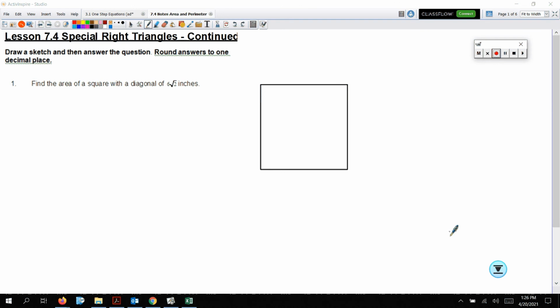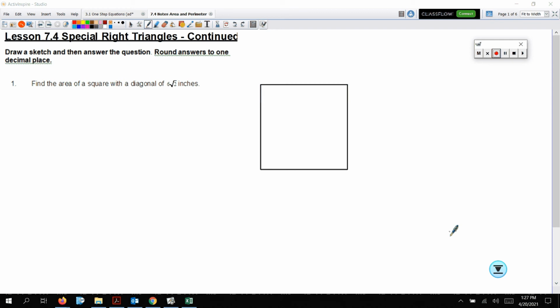So now that we know a little bit about special right triangles, remember there's 45-45-90 triangles where the legs are the same and the hypotenuse is root 2 times bigger. We also have 30-60-90 right triangles where you have to know what the short leg is, okay? And once you know what the short leg is, you multiply by radical 3 to find the long leg, and you multiply by just 2 to find the hypotenuse.